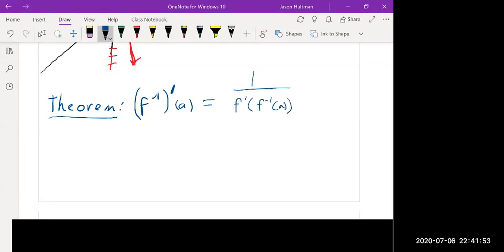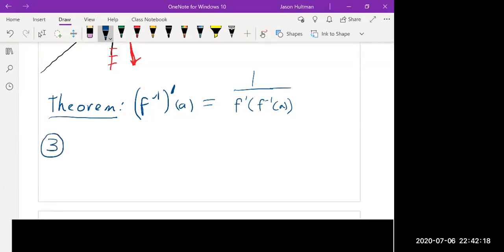That's a mouthful, right? We're saying that the derivative of the inverse is equal to the reciprocal of the derivative of the original function evaluated for the inverse at A. Whew, that is a lot to take in. Okay, let's do an example so that we can take this all in.